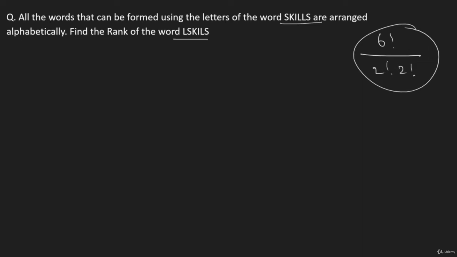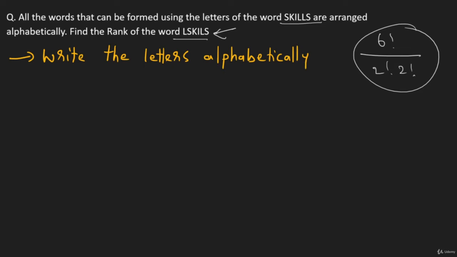Now, all these words that are formed, and all of them need not have a meaning, are formed and they are sorted and listed alphabetically. Now, one of these words will be this one which is given. We need to find the rank of this word. Pause the video, give it a try, and then let's do it together. Alright, we are back. I hope you have given it a try. Let's do it together. The first step is write the letters in skills alphabetically.